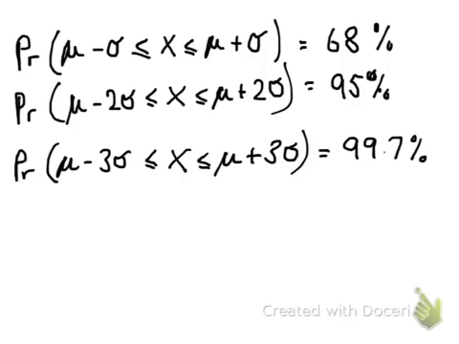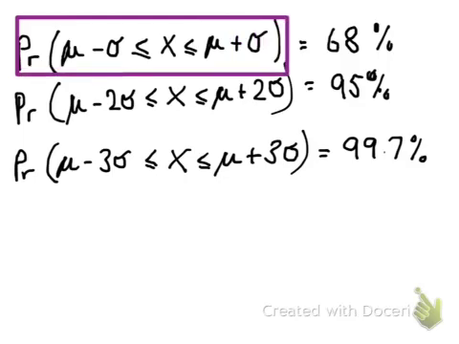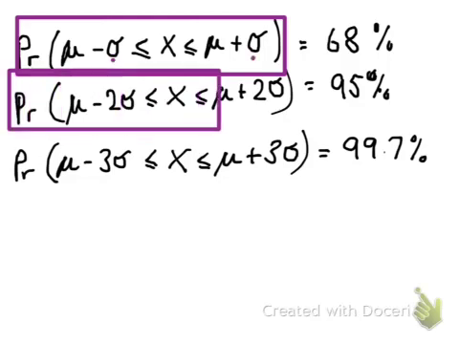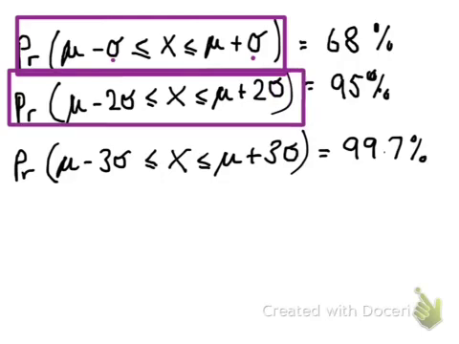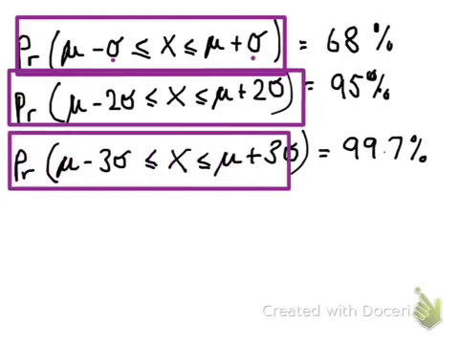That's putting it in without the diagram, just putting it in probability form here. So what this means is that the probability of being within one standard deviation of the mean, that is between the mean minus one standard deviation and the mean plus one standard deviation, is 68%. The probability of being within two standard deviations is 95%. The probability of being within three standard deviations is 99.7%.